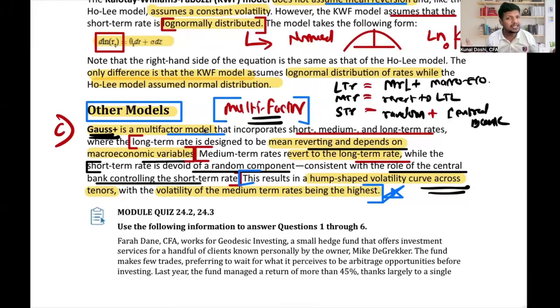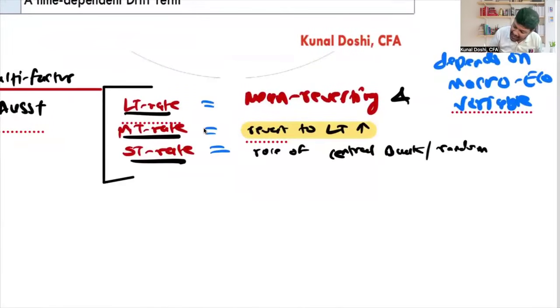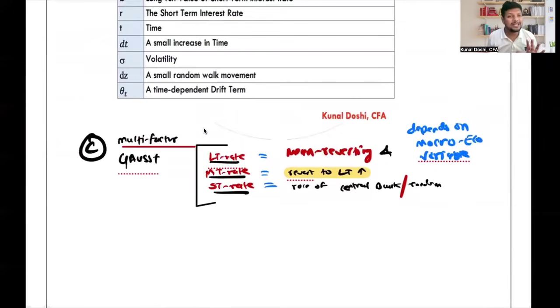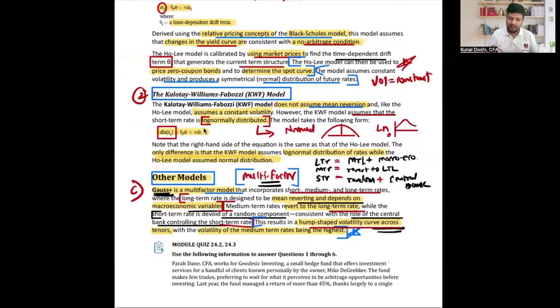And the short term rates. Who determines the short term rates in the market? It is determined by the central banks, the rate of central banks. They are random because they are dependent on the central bank's policy. So they generally are random. It's a random component. And therefore, they say that because of this, the volatility is hump shaped. Hump means like a curve. The result is a hump shaped volatility curve. So Gauss Plus incorporates all the three. Clear?